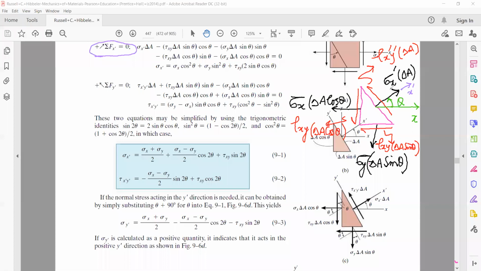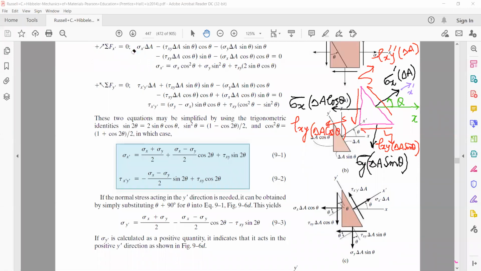First of all, we have the force sigma x prime delta A. So we are writing sigma x prime delta A. This is positive because it is along the positive x prime axis. Sigma x prime delta A is the force acting along x prime that I have written here.